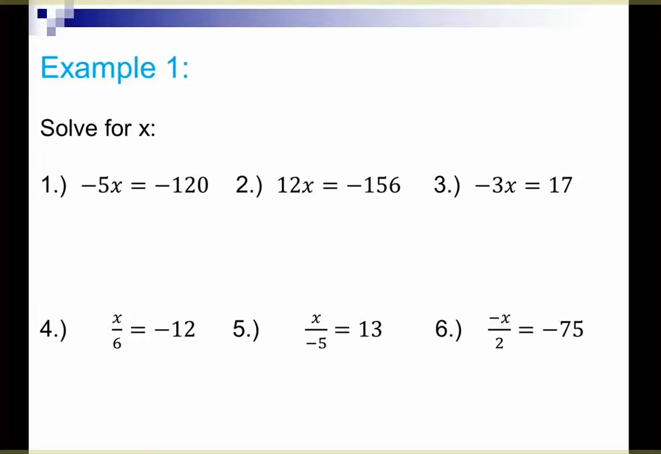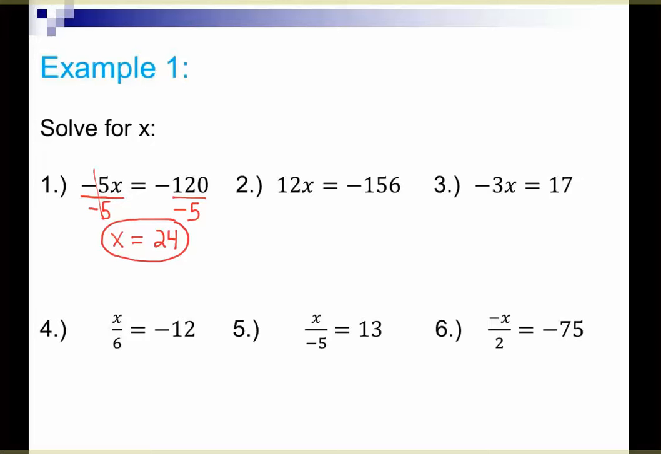All right, number 1, negative 5x equals negative 120. We're going to divide both sides by negative 5. Cancel those out. And we get x equals 24. Negative divided by a negative is a positive. 120 divided by 5 is 24. If you go and plug that 24 in, it will work. All right, let's take a look at number 2.